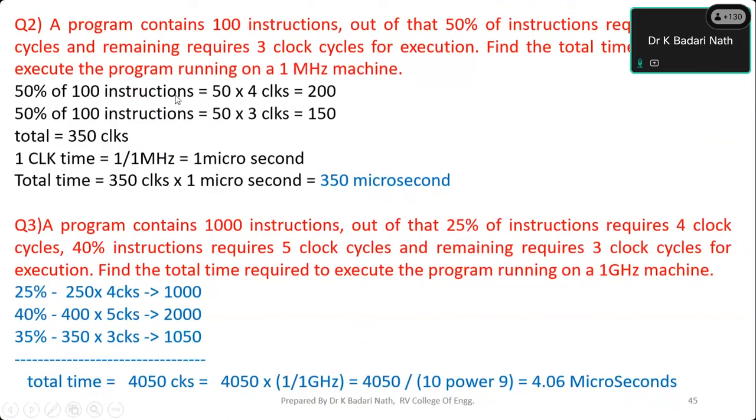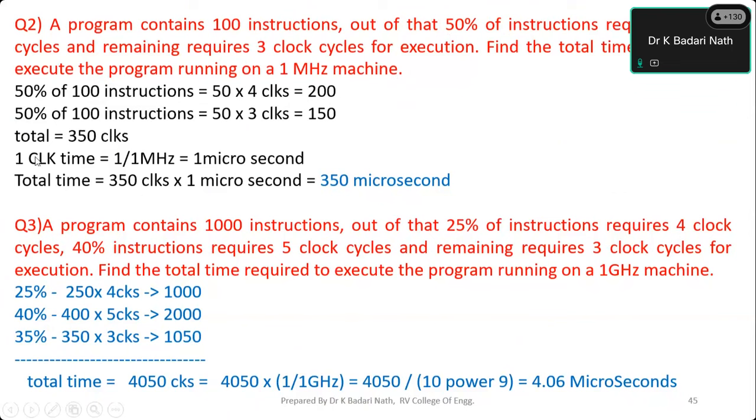50% of 100 instructions means 50 instructions. How much do they take? 4 clock cycles. So 200 clocks are required to execute 50 instructions. Now another 50% of instructions take only 3 clock cycles. I said based on the instruction, clock cycles always vary. So it's 3 clocks, so 150. So totally 350 clock cycles are required to complete execution of the 100 instructions.